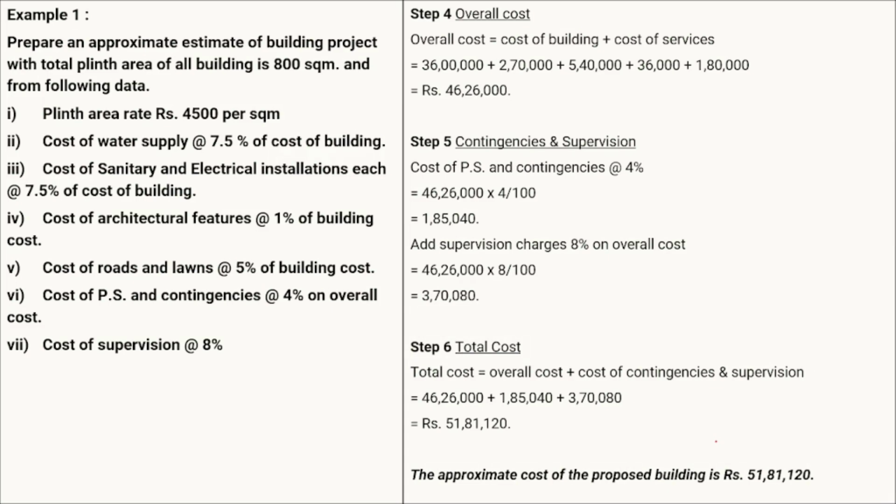Okay, this particular step 6 you have to follow, and if there is any kind of provisional sum, in that case step 7 will be there, or step 8 will be there. Unless there is any extra provisional sum involved, we can end the numerical at step 6. Okay, next, second numerical, example number 2.